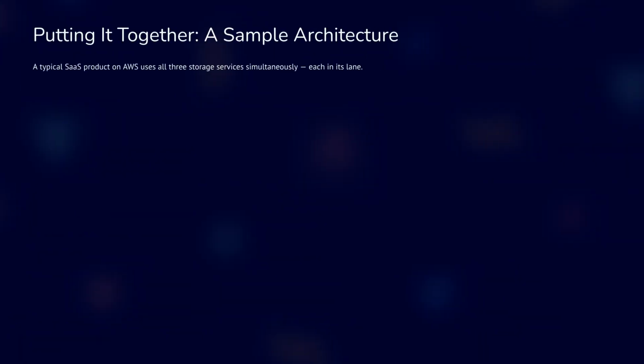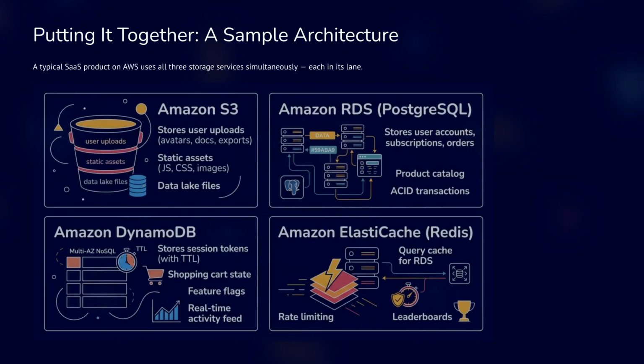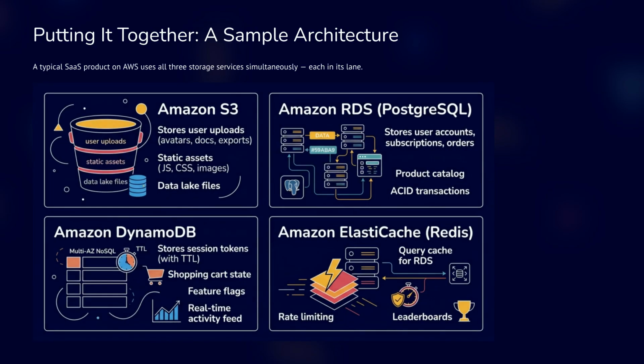A typical SaaS product uses all 3 core storage services simultaneously, each optimized for a specific role. This architectural view shows S3 for static content, RDS for complex transactional data, DynamoDB for high-speed lookups, and ElastiCache for low-latency session data.